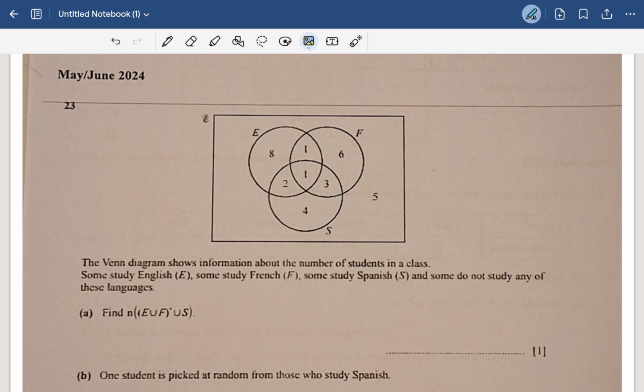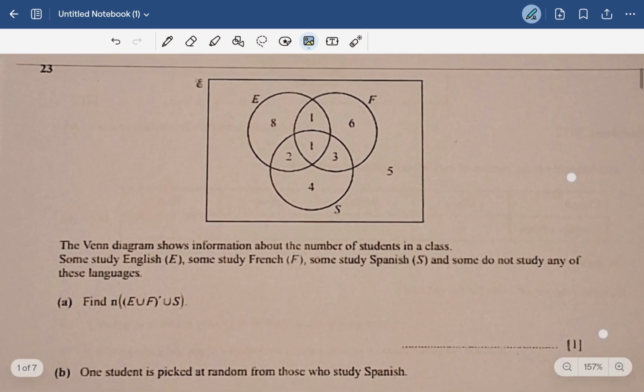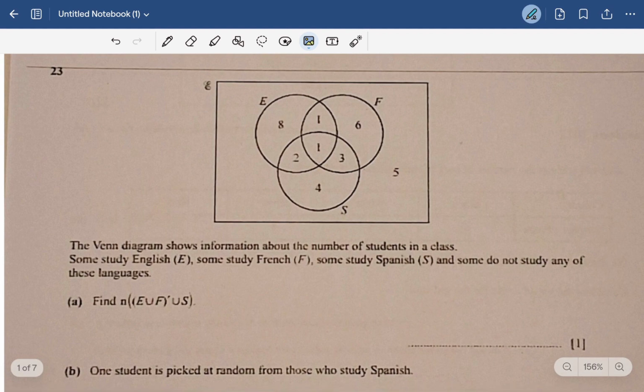The Venn diagram shows information about the number of students in a class. Some study English, some study French, and some study Spanish, and some do not study any of these languages. We need to find the number of what? The number of (E union F) complement union S.